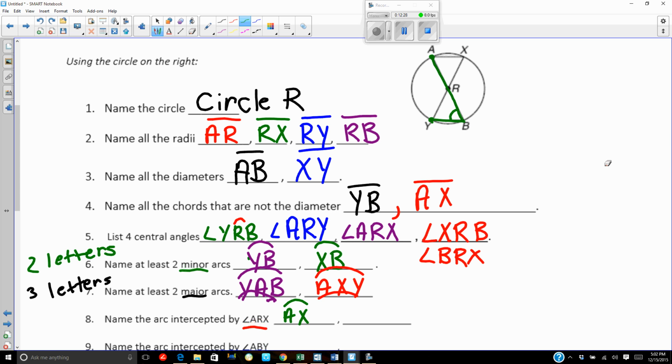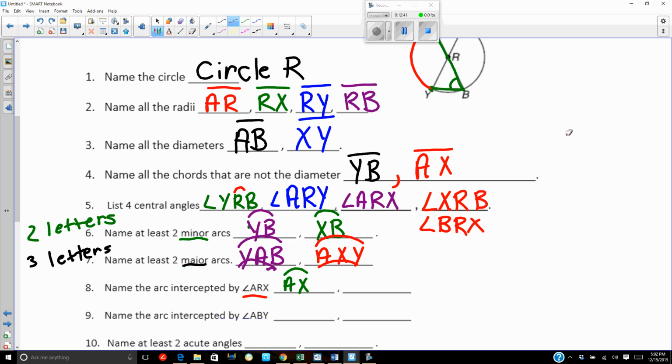So that's angle ABY. So the arc that it intersects, it is again a minor arc because it's less than 180 degrees. So angle ABY intersects arc AY. I guess there could be 2 blanks because you could write that arc 2 different ways. You could write it as arc AY, or you could write it as arc YA.